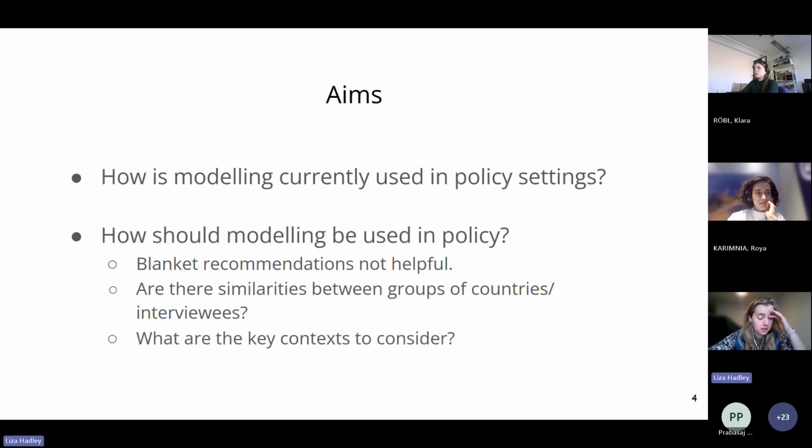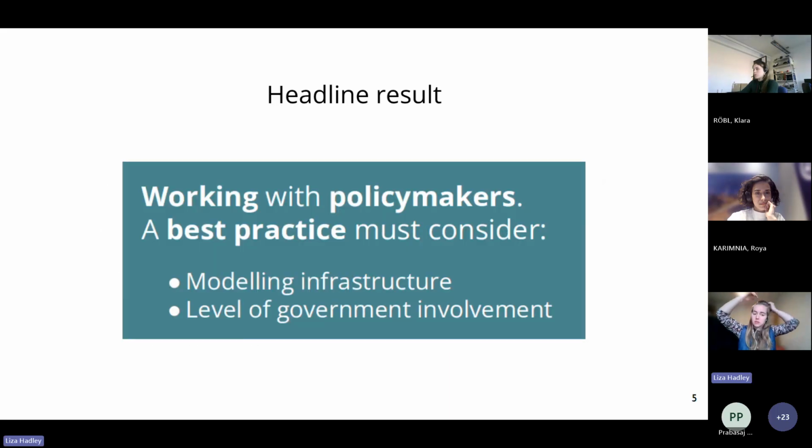So the study is all published online in 2 papers, and I was going to dig into the results today. So our sort of headline result, and this is the caption for my conference poster: working with policymakers, a best practice needs to consider modelling infrastructure and level of government involvement. So what I mean here is that these 2 bullet points were the 2 key factors we identified governing shared experiences. So what did interviewees who had sort of similar beliefs, experiences, and recommendations on the use of modelling in policy, what did they have in common?